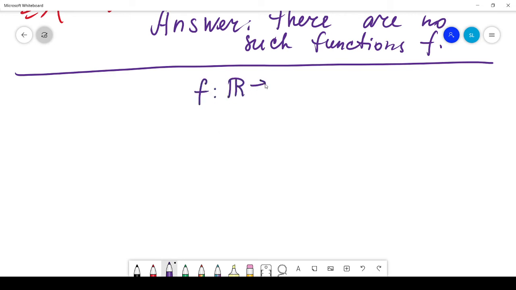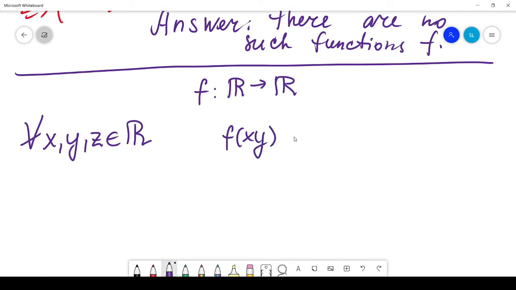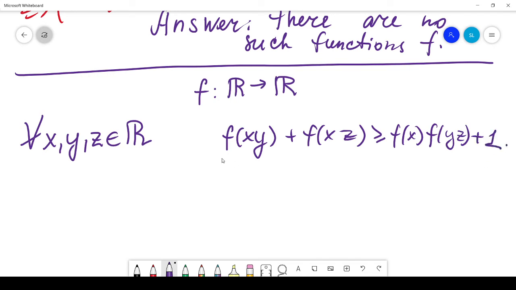Again, the function is the same, from the set of real numbers to the set of real numbers, and we must find all functions f such that for any real numbers x, y, and z, this inequality holds: f of xy plus f of xz is bigger or equal to f of x times f of yz plus 1. So this inequality must hold.